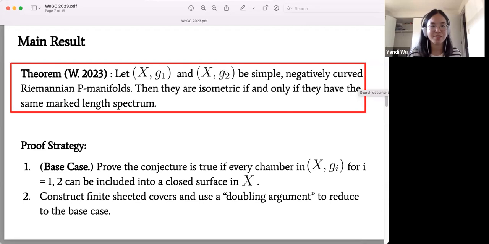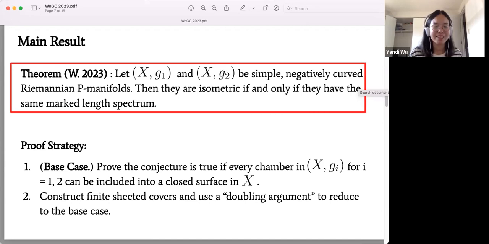First of all, the first step is to prove the base case, which is to prove the conjecture, or I guess now it's prove the theorem, not conjecture, is true if every chamber in my P manifold can be included into a closed surface.